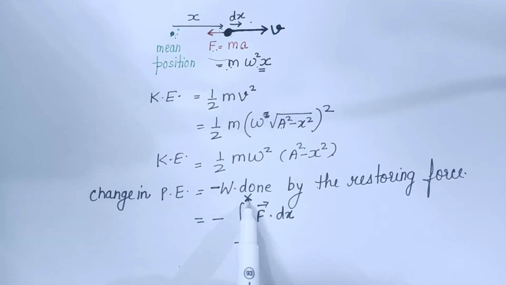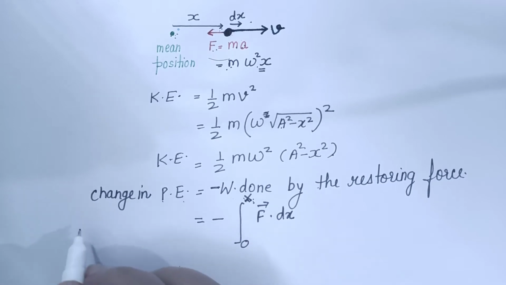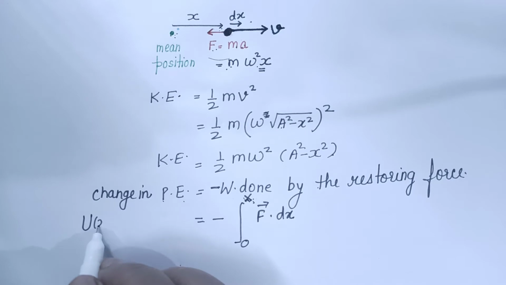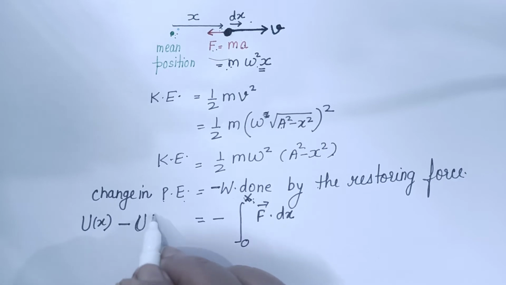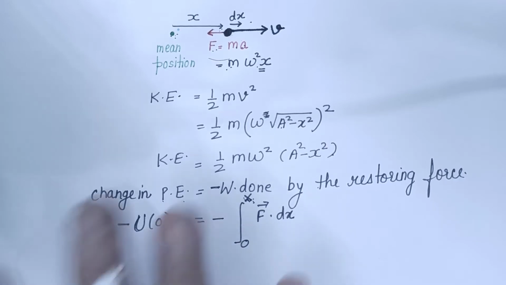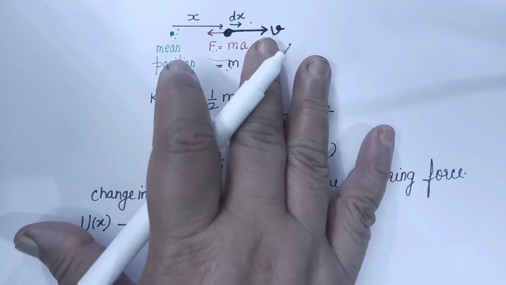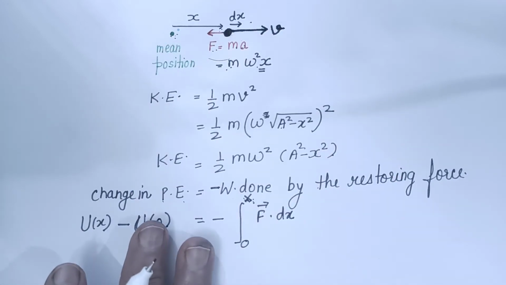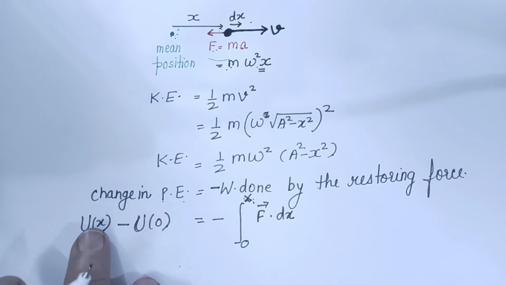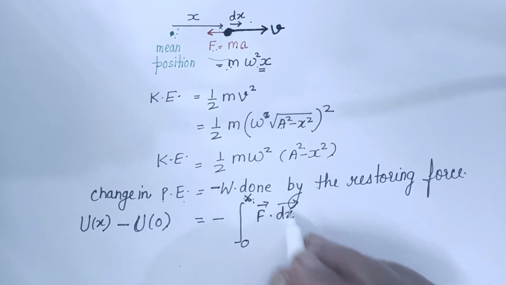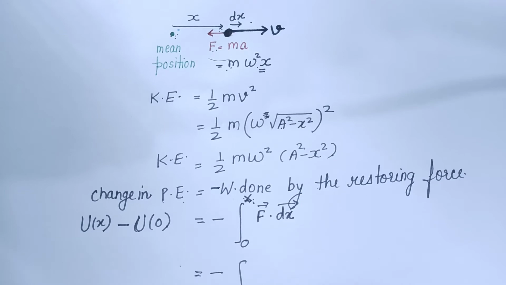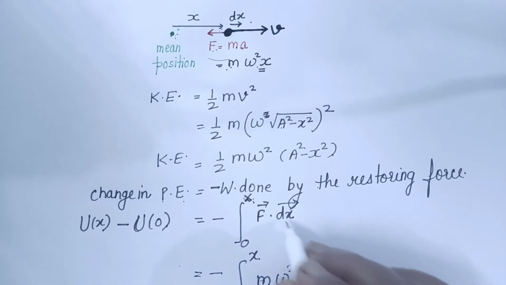Now what is x? x is the displacement of the particle from the mean position, and we are considering change in potential energy when the particle is at position x minus when the particle was at its mean position. Now at the mean position the force is 0, therefore the potential energy will also be 0, and potential energy at position x can be written as simply integral of F dot dx. Substitute the value of F, that is m omega square x, and dx.